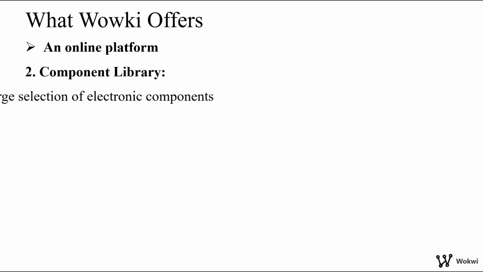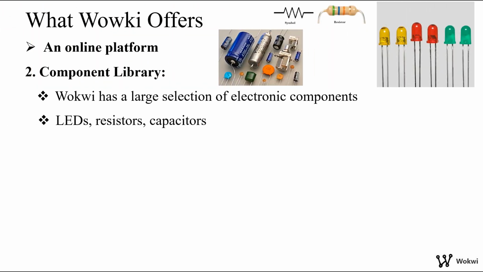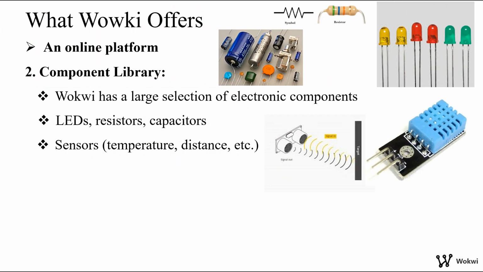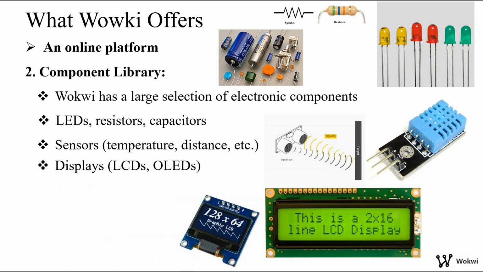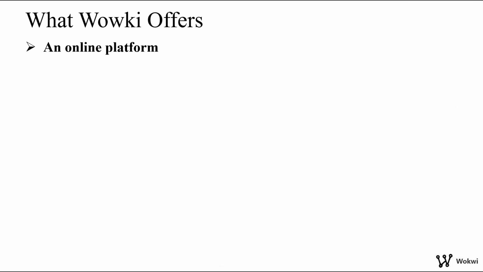It has a component library. Wokwi has a large selection of electronic components like LEDs, resistors, and capacitors. Then it has sensors like temperature and distance sensors. It also offers displays like LCDs and OLEDs, and it has motors, buttons, a buzzer, and many more components that are virtually available for testing your electronic circuit.